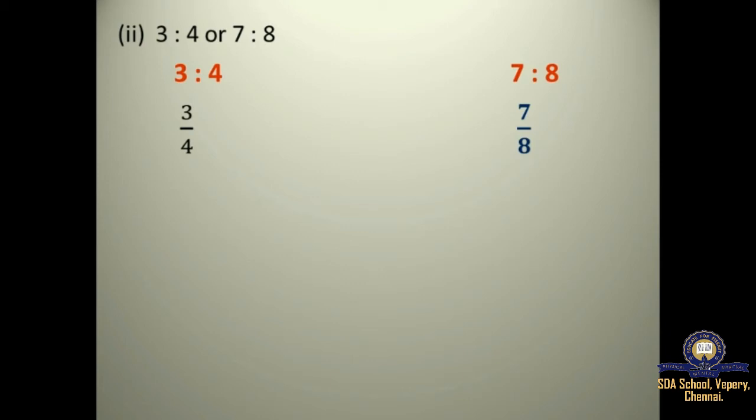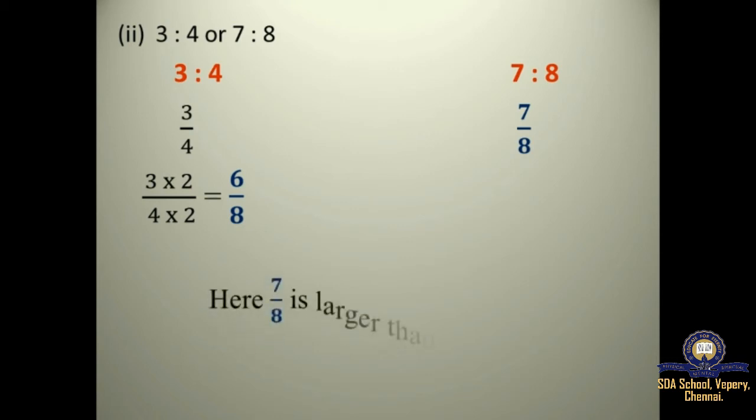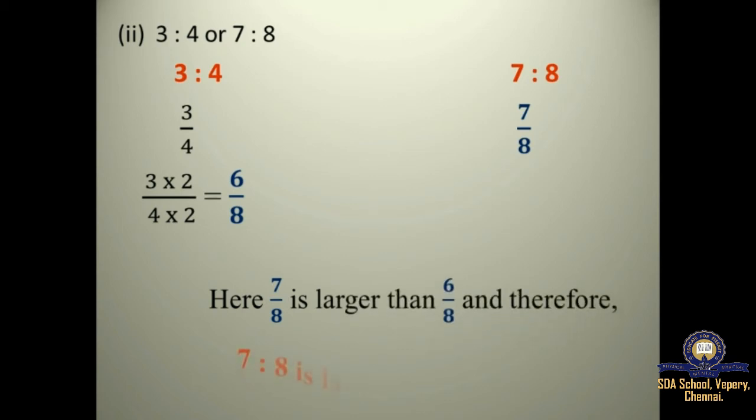So what times 4 is equal to 8? It is 2, right? So you are going to multiply both the numerator and denominator by 2. So when I multiply 3 with 2, I'll be getting 6, and when I multiply 4 with 2, I'll be getting 8. Got it, students? So by comparing 6 by 8 and 7 by 8, 7 by 8 is larger than 6 by 8, and therefore 7 is to 8 is larger than 6 is to 8.